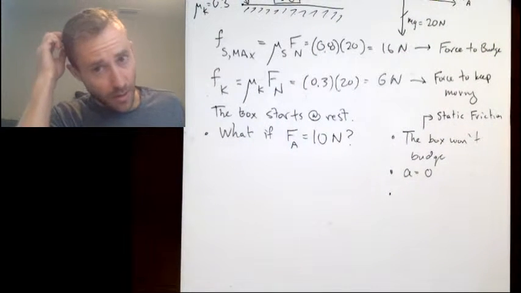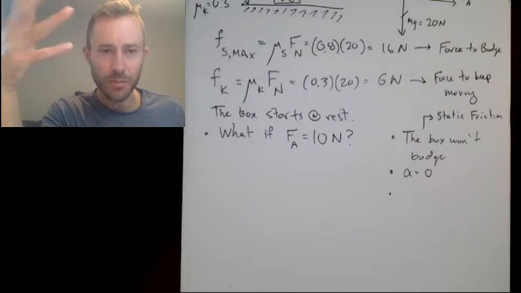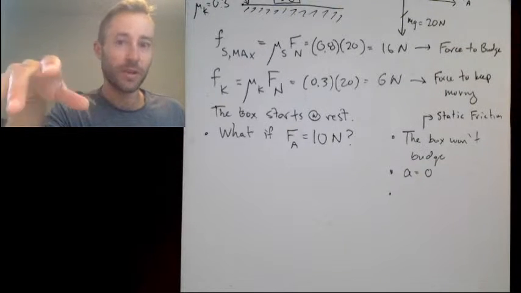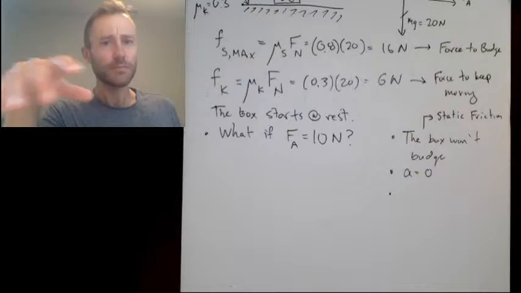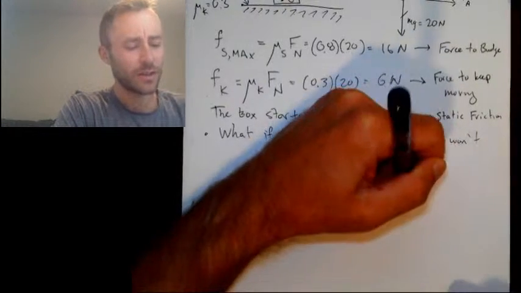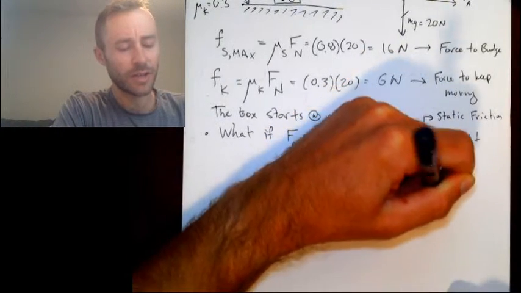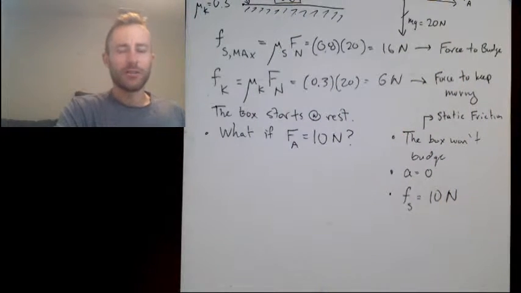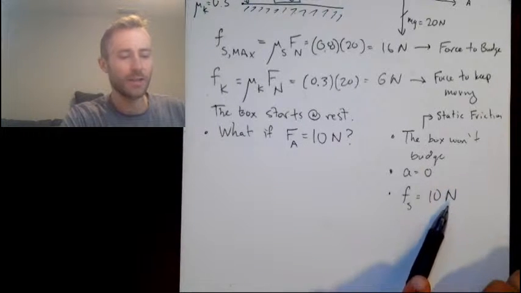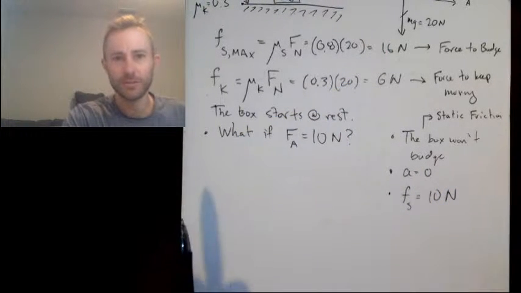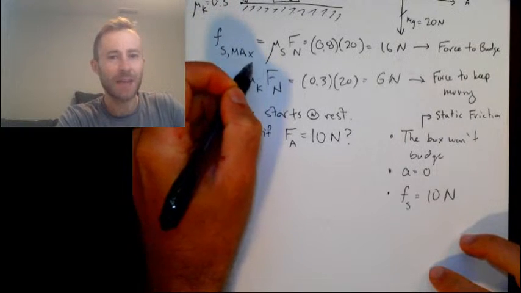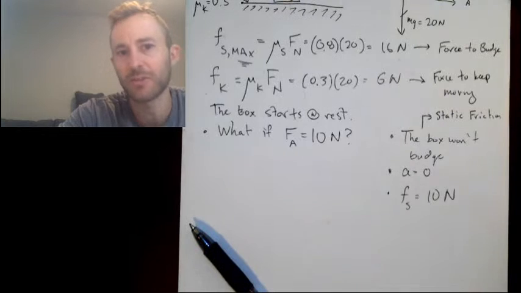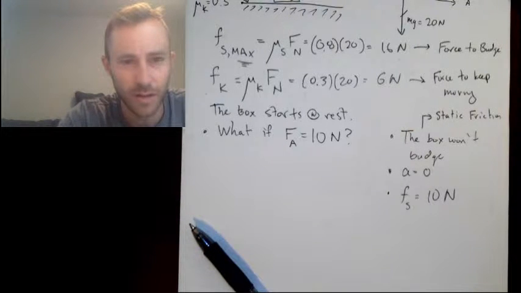One of the reasons that static friction can be a little bit tricky is because the value that it has is sort of indefinite. And actually in this case, static friction is equal to 10 newtons. And so you might be asking the question, well, why isn't static friction 16 newtons? Well, this is the maximum static friction. It doesn't mean that that's what friction will actually be. It's the maximum value that static friction can take.